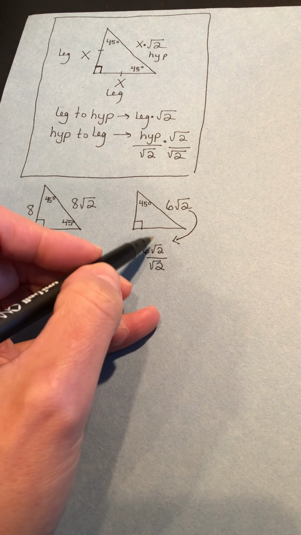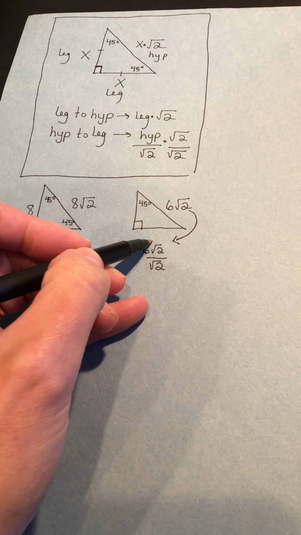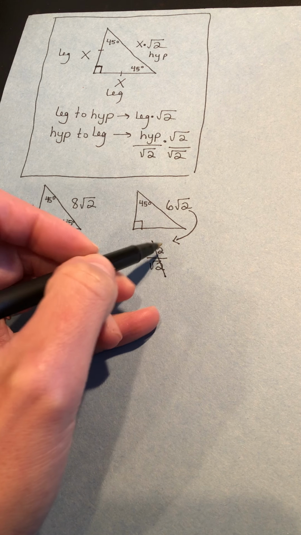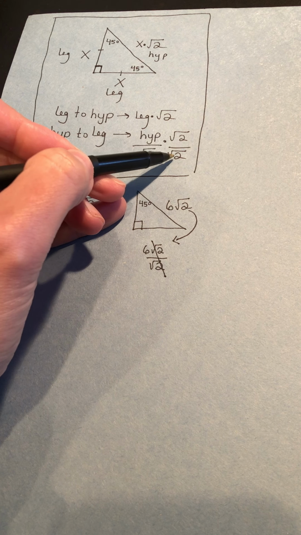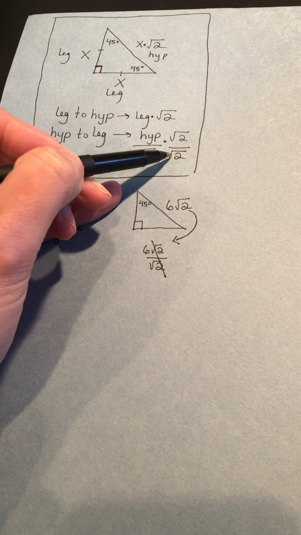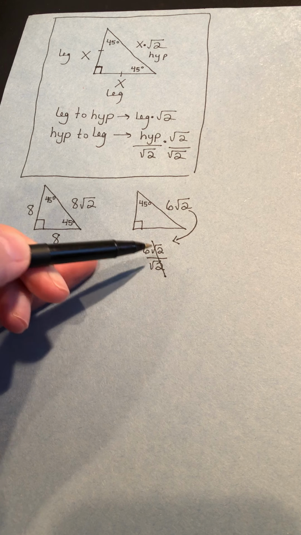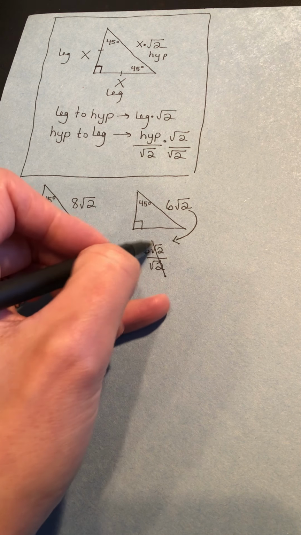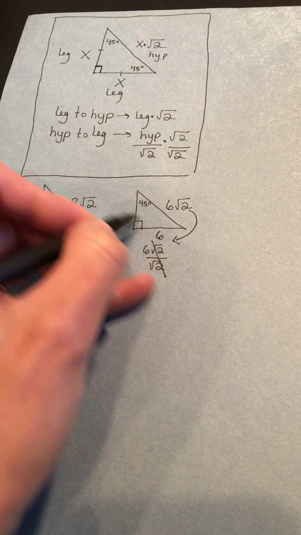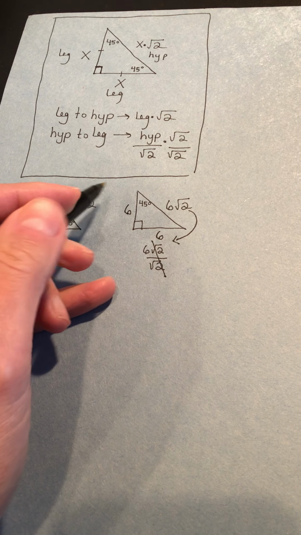And in this case, you can see that the root 2's are going to conveniently cancel, making it almost unnecessary to multiply by the fancy 1. But we do have to keep this in mind in case the root 2's don't cancel. And in the next example, I'll show you an example of where you would need this. So here, the leg is 6 and the other leg is 6, okay?